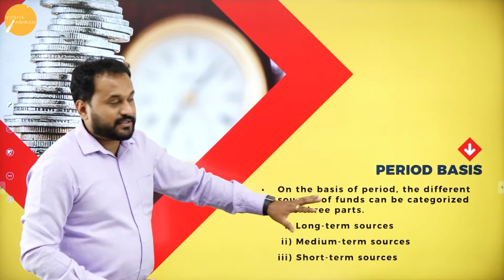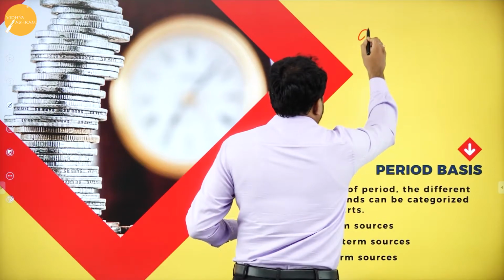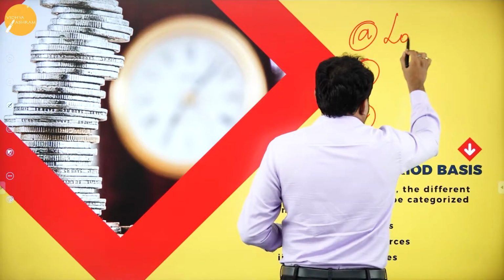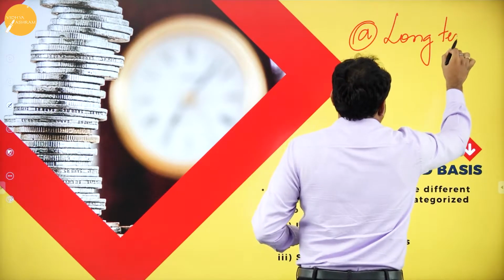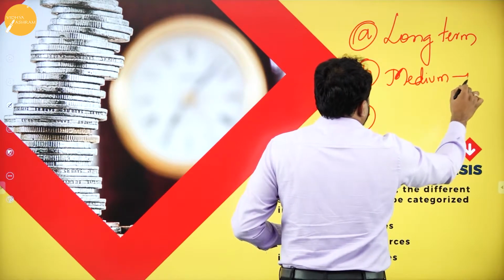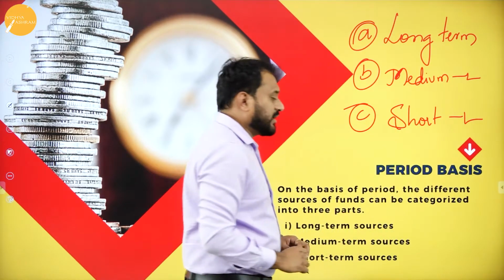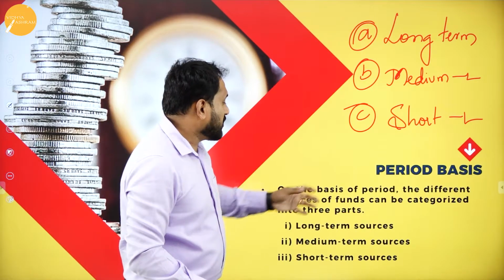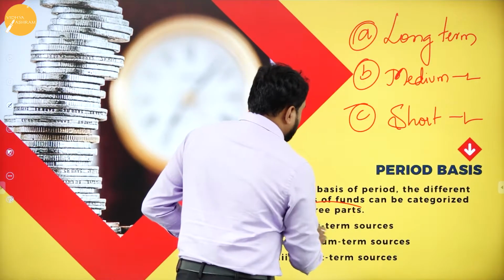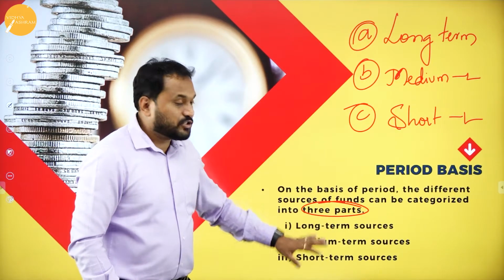Firstly, the period basis. Now I told you that in the period basis you have three things: A, B and C. A is the long term, that is through the long term process. Then you have something called medium term, and then you have something called the short term. So these are the three things which you are supposed to classify. On the basis of period, the different sources of fund can be categorized into three parts: long-term sources, medium-term sources, short-term sources.